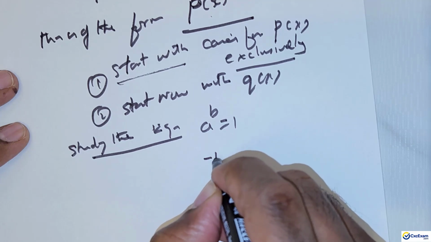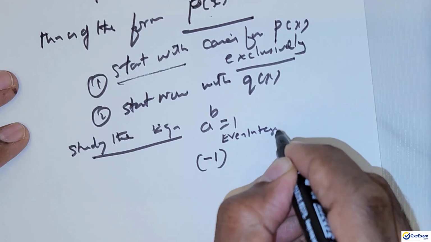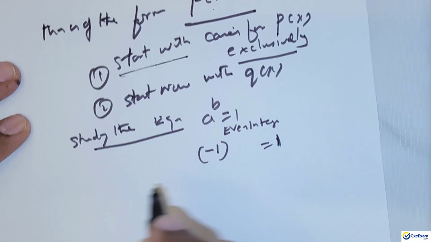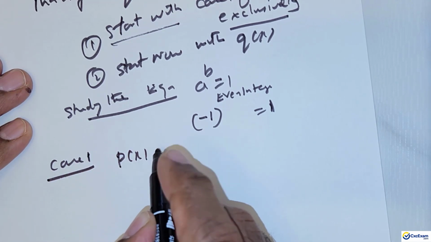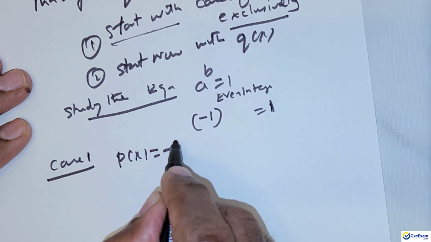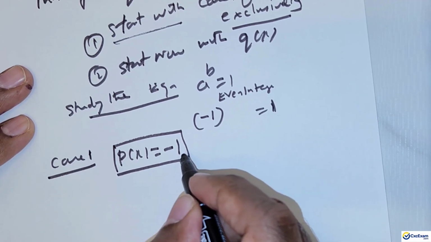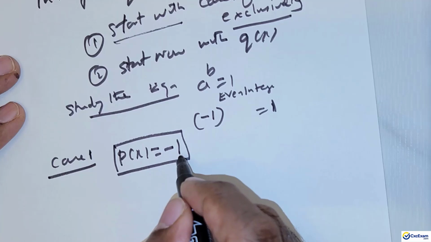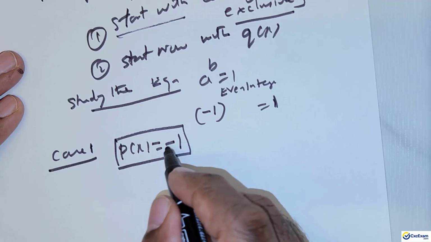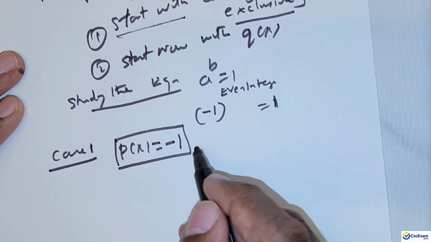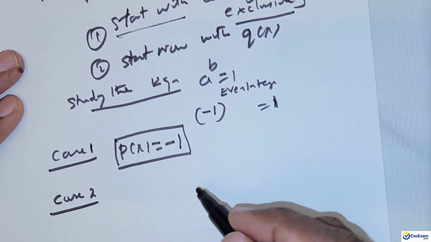Now suppose I have a as -1 and b as any even integer, then that would definitely produce 1, right? So my first case would be p of x being -1 and q of x taking an even number, and in this case it is specifically and exclusively -1. No other number should be in the place of the base other than -1. I hope I'm making the point clear. Now with that understanding, let me move to case number 2.